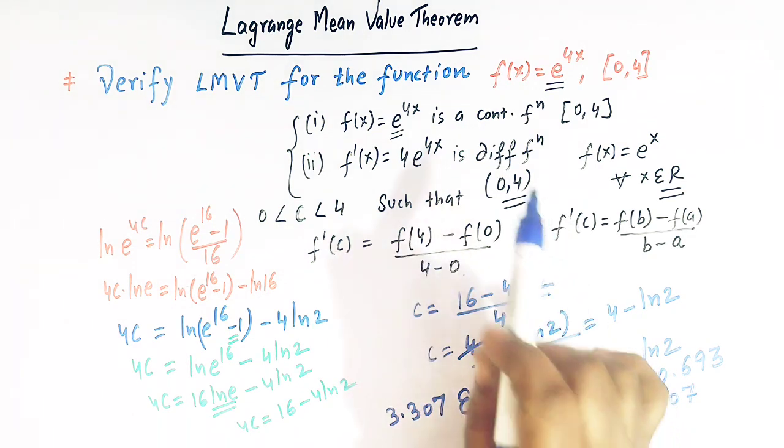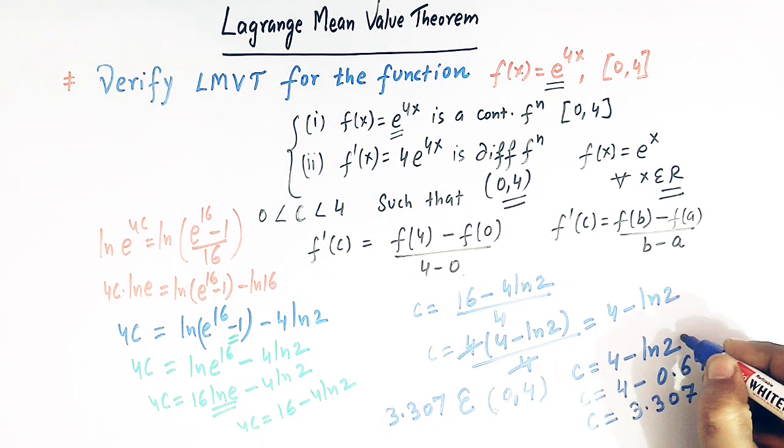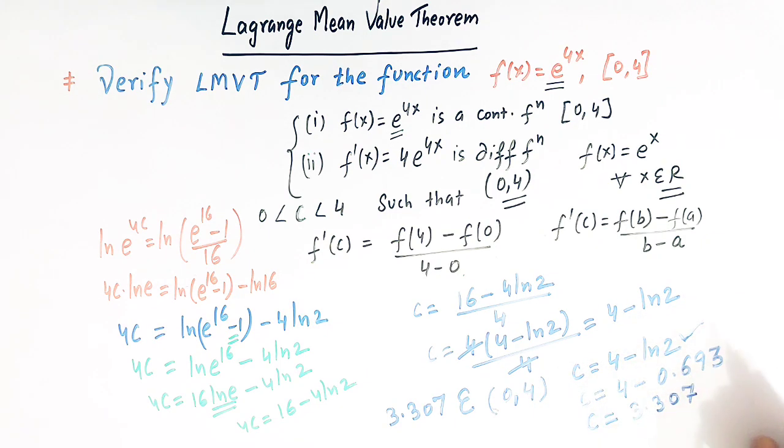So the value of c in Lagrange mean value theorem can either be given by this expression, that is 4 minus log of 2, or 3.307.